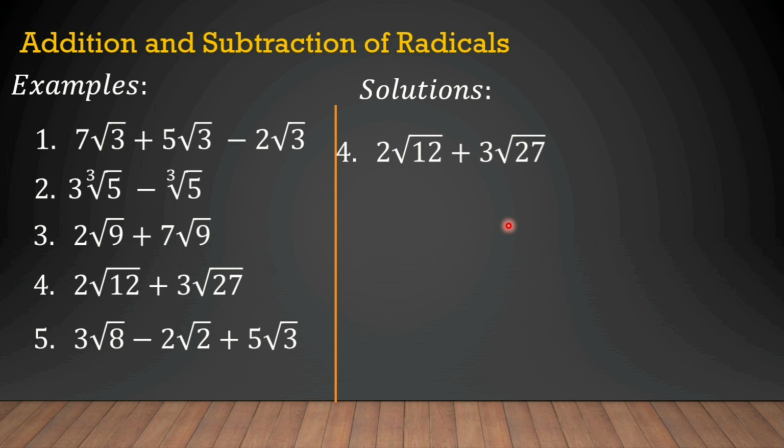Next, number 4 example. 2 the square root of 12 plus 3 the square root of 27. So, as you can see here in our fourth example, their indices are the same, but their radicands are different. So, how do we do that? Because as we said earlier, only similar radicals can be added. So in this case, we first simplify their radicands if possible. And to do that, we can use the prime factorization method.